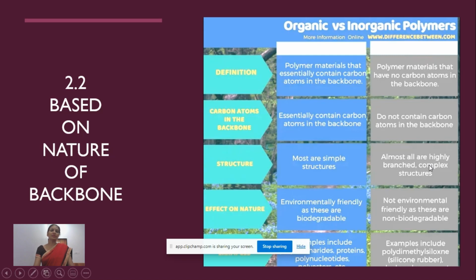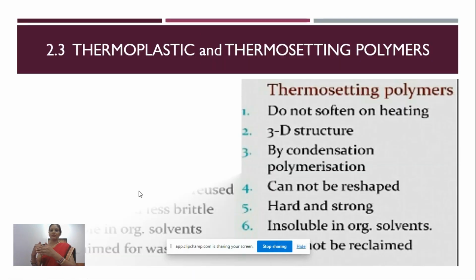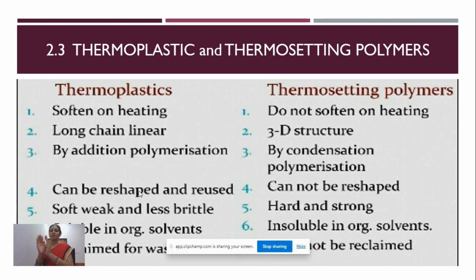Then the last classification, based on thermal property, that is thermoplastic and thermosetting. Usually in the exams, students get confused in these two terms, thermoplastic and thermosetting. To remember this in an easy way, we can understand by the name only. Thermosetting polymers: thermally set. Once they are thermally set, we cannot change them. So we cannot reuse them, we cannot reshape them.